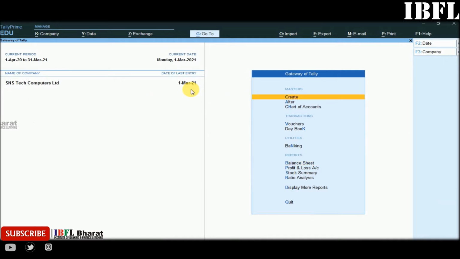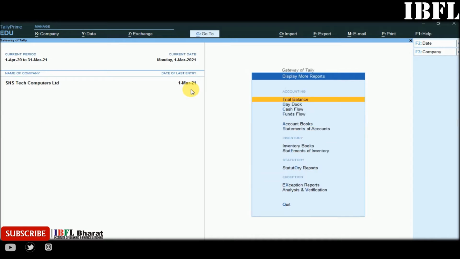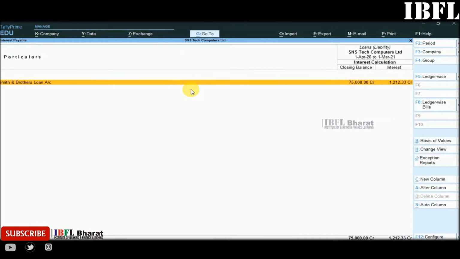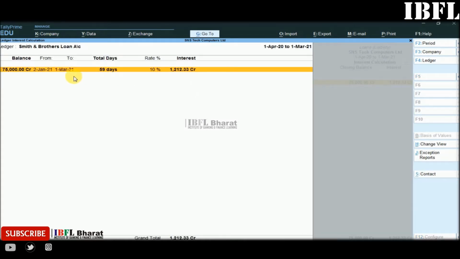Okay, now coming to the next transaction, we are having interest on 3 months paid on unsecured loans. As you all know, unsecured loans, Smith and brothers, we had taken a loan. Now we are paying 3 monthly interest. Now first we have to see the report what our Tally is showing us. Come to display, come to statements of account, interest calculation, interest payable, loans and liability, Smith brothers loan account, and the amount we are getting of loan is up to 1st March, but the interest of loan, we are making payment of up till 31st of March.